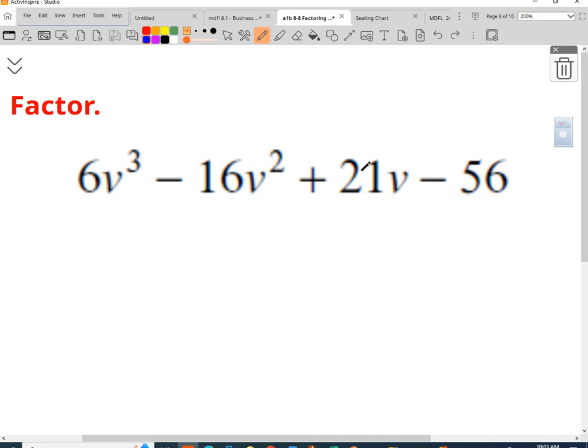right? 3 comes out of this one and this one. 2 will come out of these 3. 7 will come out of these 2. We don't have a number that comes out of all of them, so we can skip that step. We don't pull out a greatest common factor. Now we're going to go to our first step.